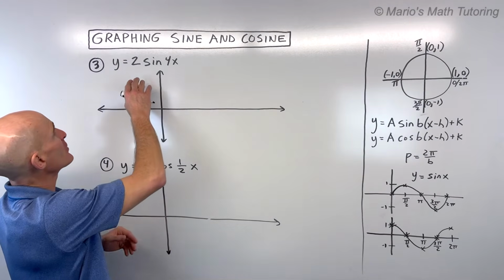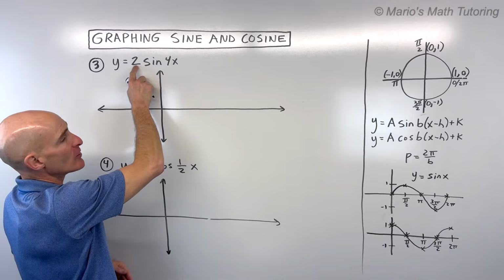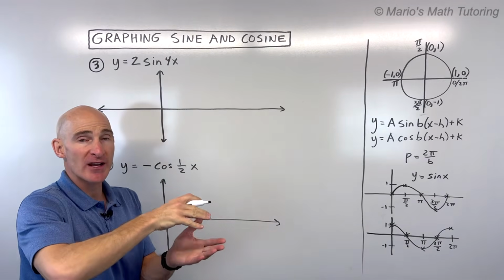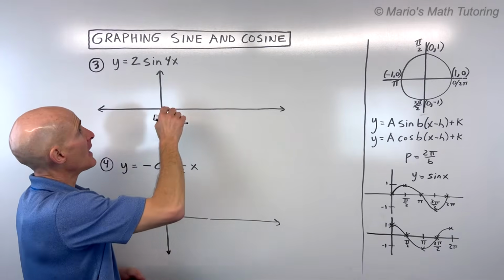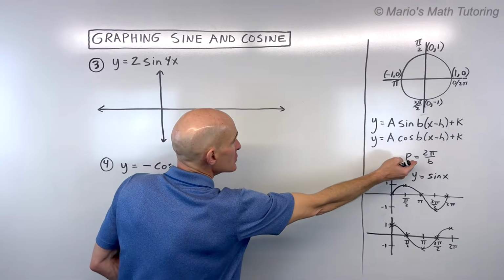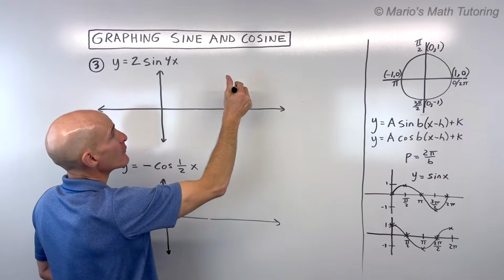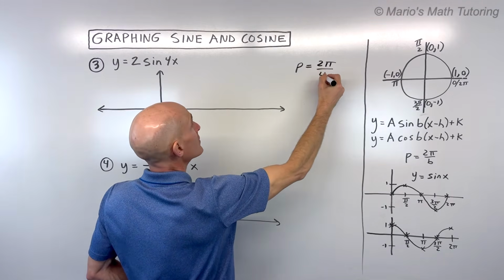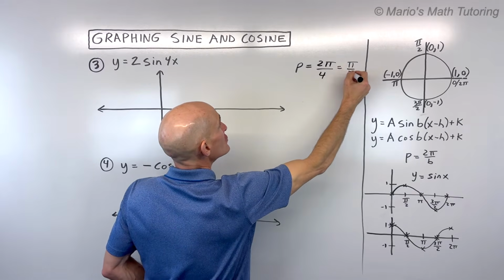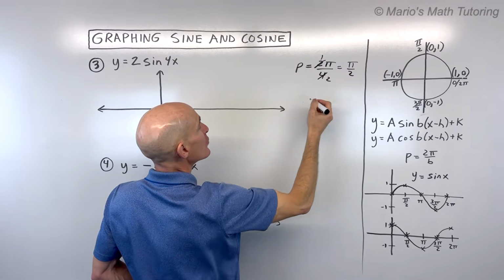But let's look at number 3. Notice here we've got an a value of 2. This is going to be a vertical stretch by a factor of 2, so that's how high our waves are going to be. And then for our period, we're going to use the formula 2 pi divided by 4. That's our b value. I like to do the work off to the side here. This comes out to pi over 2 if we reduce; 2 goes into both of these.